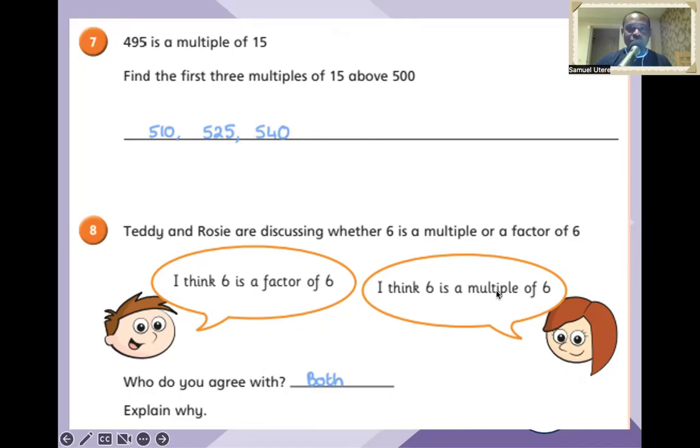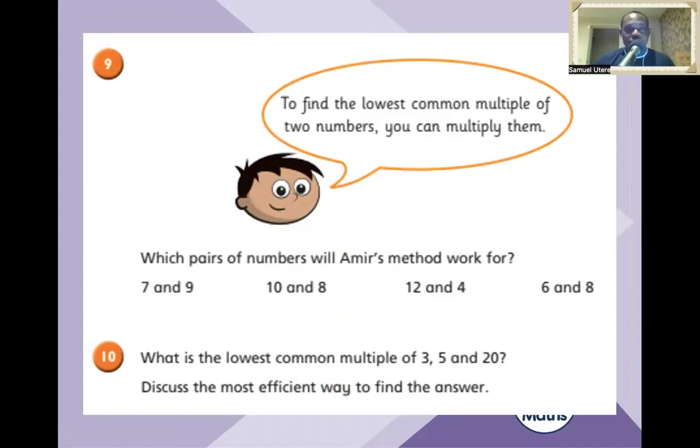6 is a multiple of 6. Why? 6 is in the 6 times table. Yeah, 6 times 1 is 6. 6 is a factor of 6. Why? Remember what we said about factors? So 6 is a factor of 6. Because if we were to find the factor pairs of 6, we'll see that 6 times 1 is 6. All right. Pause the video and answer questions 9 and 10 in 2 minutes.